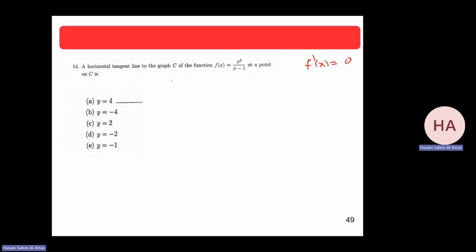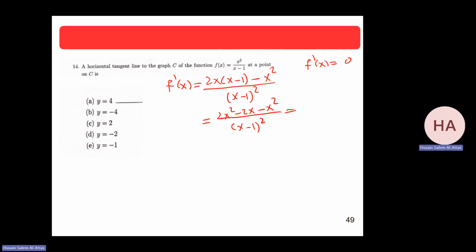Okay, so I'll find f prime. That will be 2x times x minus 1, minus the derivative of x minus 1, which is 1, times x squared, over x minus 1 all squared. That will be what? 2x squared minus 2x minus x squared over x minus 1 squared. Is it? Derivative of numerator, 2x, times the denominator, minus 1 times x squared. Good. So I have x squared minus 2x over x minus 1 squared.